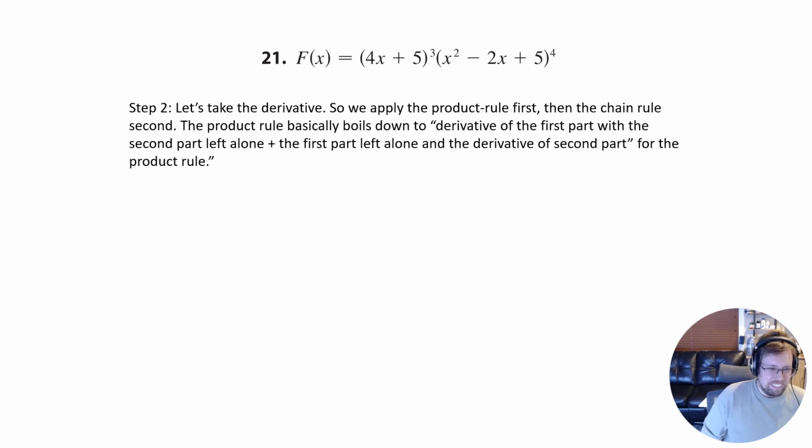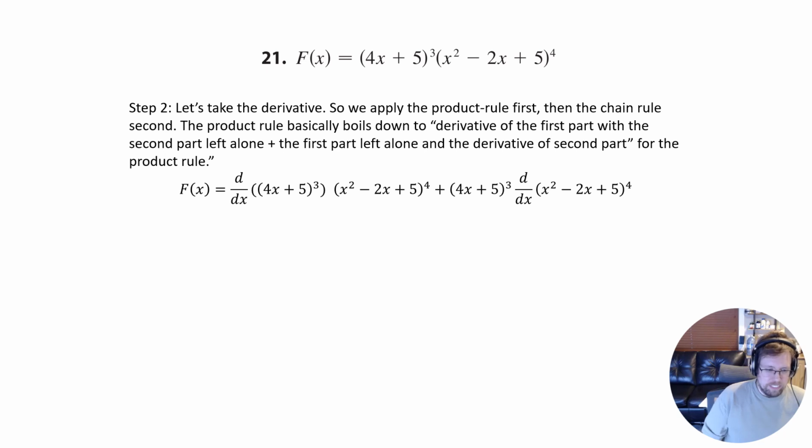Okay, now we get to jump in. So we generally start with the product rule first, and then we do the chain rule. So the product rule is basically take the derivative of the first part, and I put extra brackets around that d over dx to imply the derivative operator only applies to the first term, with the rest left alone, plus the first term left alone, and the derivative of the second part taken.